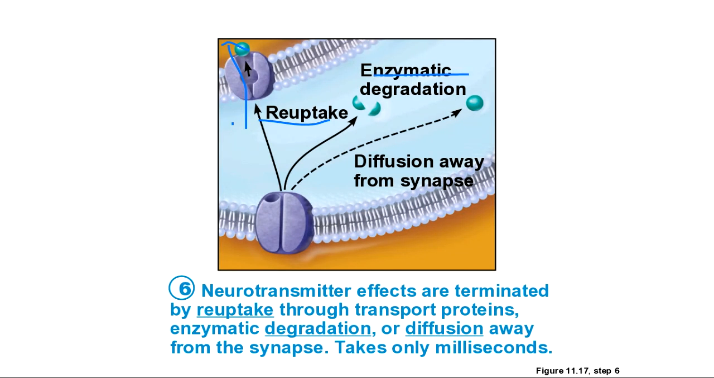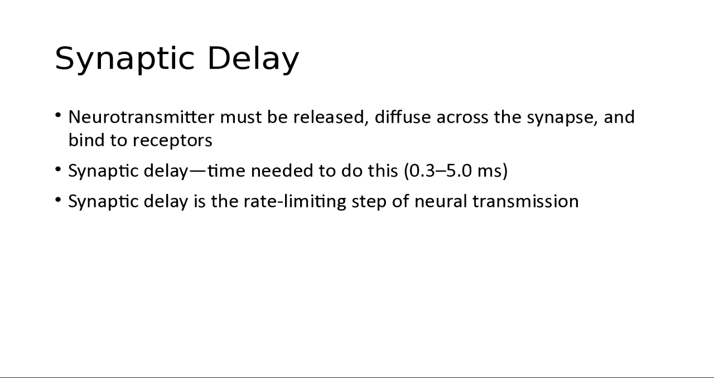Enzymatic degradation. Acetylcholine is degraded by acetylcholinesterase, and then the pieces are put back up into the original presynaptic neuron and back together and recycled. And then some just diffuse away from the synapse, which takes longer, but none of it takes very long. So synaptic delay is, by the very nature of having a synapse, we're going to have a delay in transmission, and it is a limiting step in neural transmission. 0.3 to 5 milliseconds, not much to really worry about.